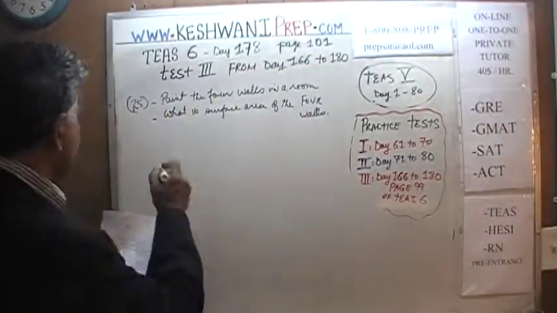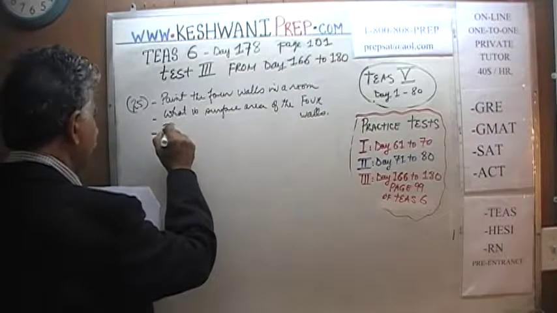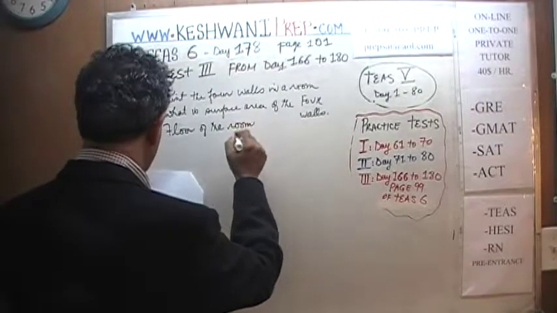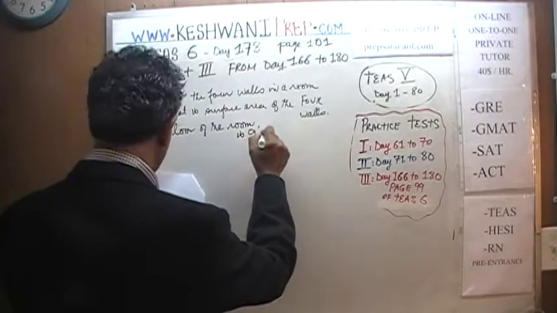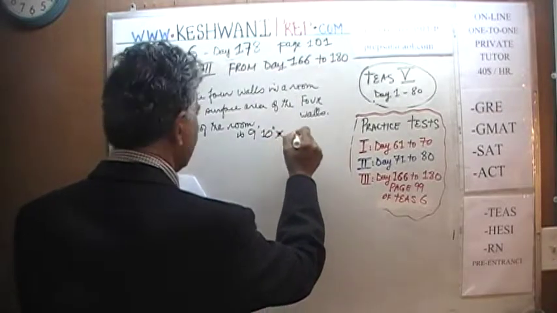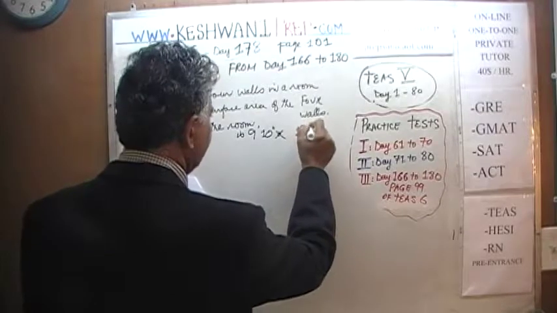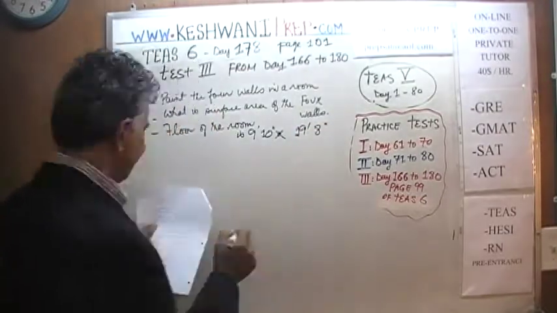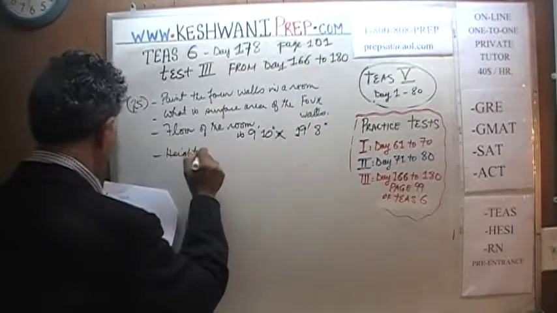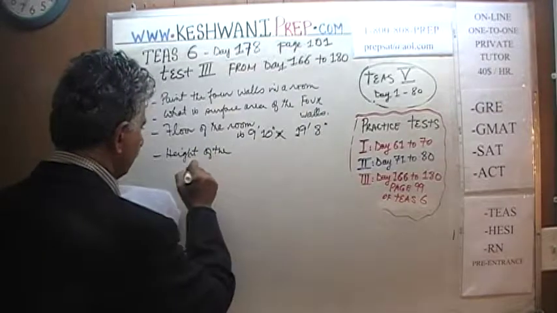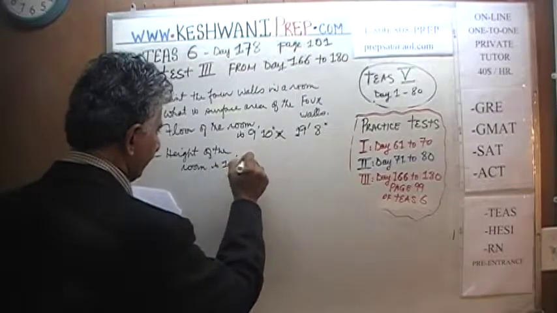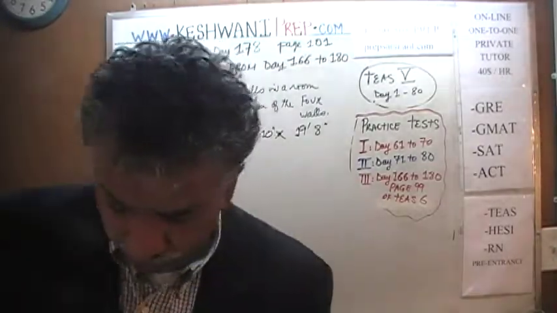So here's what we know. The floor of the room, we are told, is 9 feet and 10 inches by 19 feet and 8 inches. This is a lot of writing, I understand. And we are also told that the height of the room is 10 feet 6 inches.